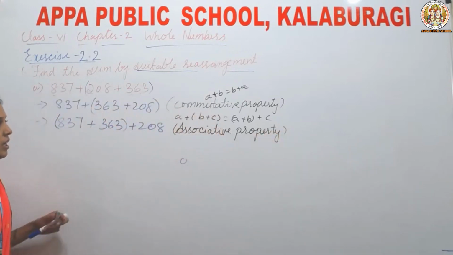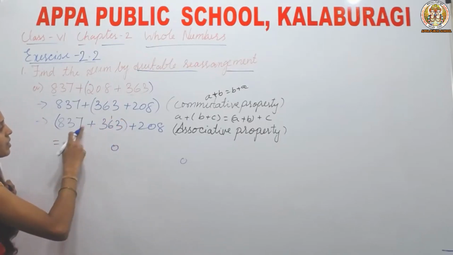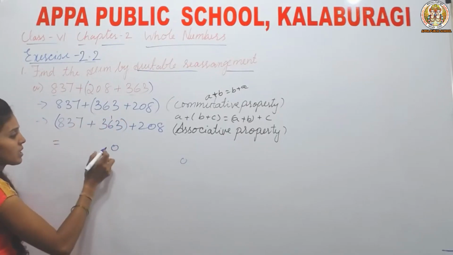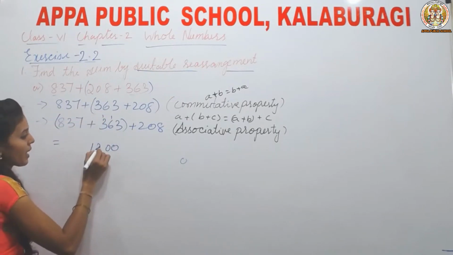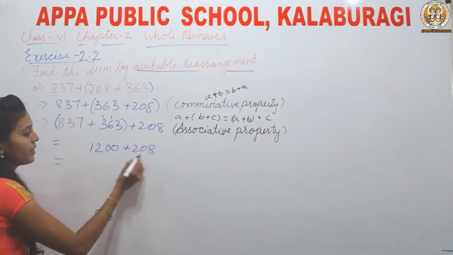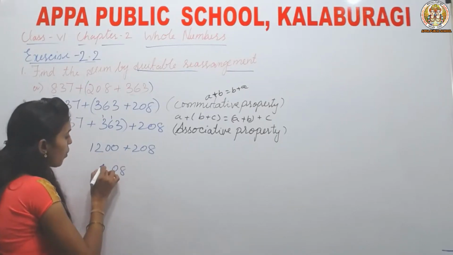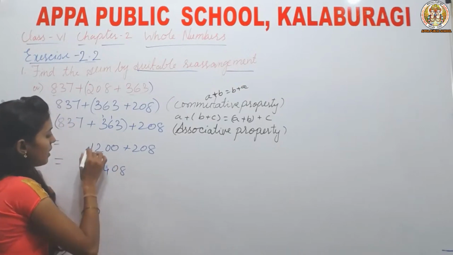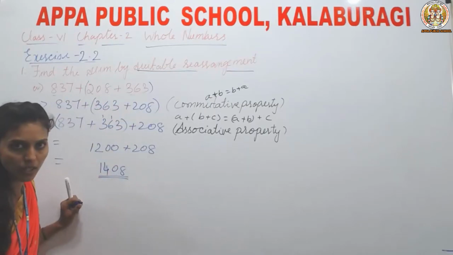So now add these two. 7 plus 3, 10. 1 carry. 6 plus 1, 7. 7 plus 3 again 10. 1 carry. 3 plus 1, 4. 4 plus 8, 12. Plus 2, 14. Now we have zeros at the end. Easily we can add: 0, 8, 2 plus 2, 4, and 1 as it is. This is the answer. Directly if we add also, we will get the same thing.